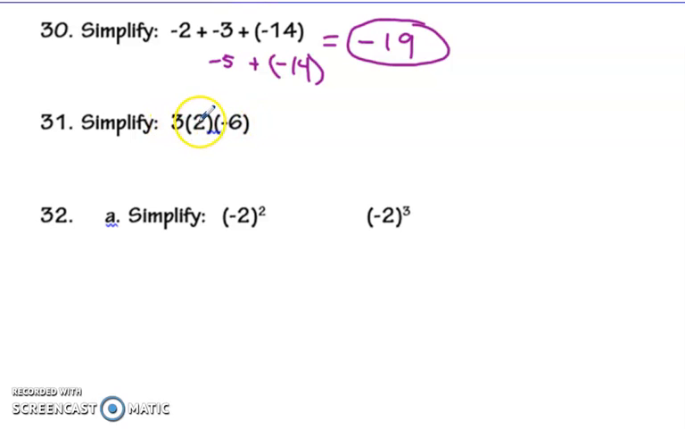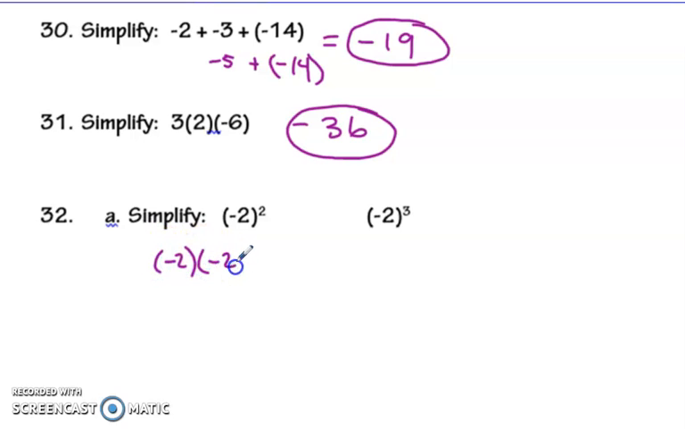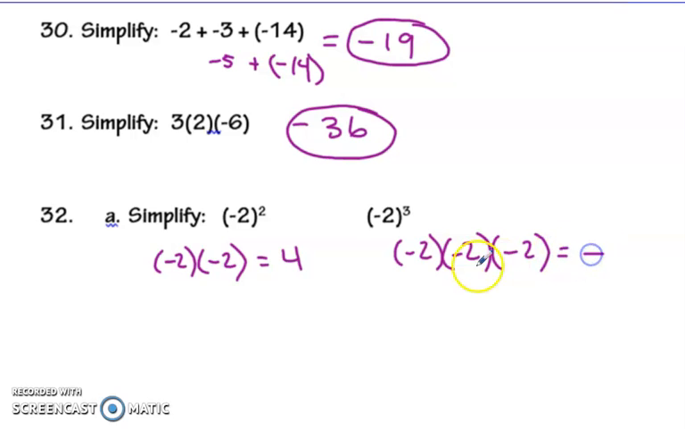So 3 times 2 is 6 times a -6, that makes it -36. You can also see here that you've got one negative odd number, so your answer will be negative. Okay, this is kind of fun. So you got -2 times a -2. Okay, and so 2 negatives multiplied together gives you a positive 4. This one, you got the same thing going on, but a little bit more. You got 3 of them. Okay, so now I've got an odd number of negatives, so that makes my answer negative. And 2 times 2 is 4, times 2 more is 8.